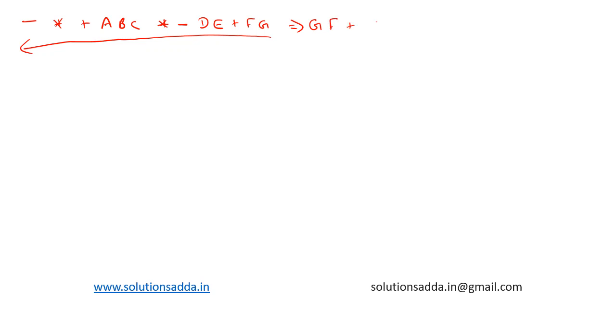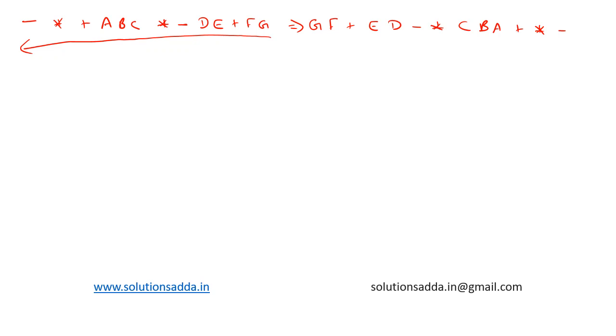So the given prefix expression is minus star plus a b c star minus d e plus f g. Now we'll reverse the expression, reading from right to left. So the expression results as follows: g f plus e d minus star c b a plus star and minus. Now we have to follow two rules while converting this into an infix expression.